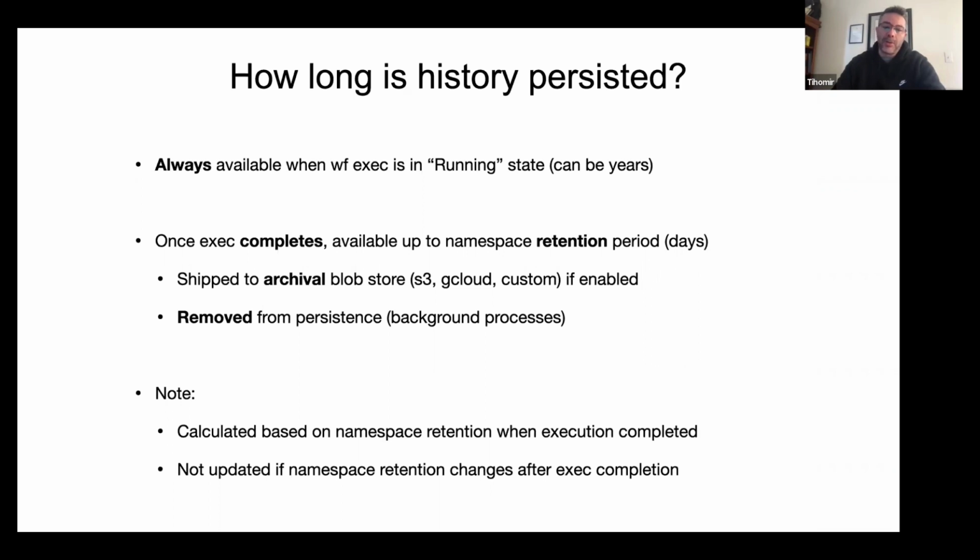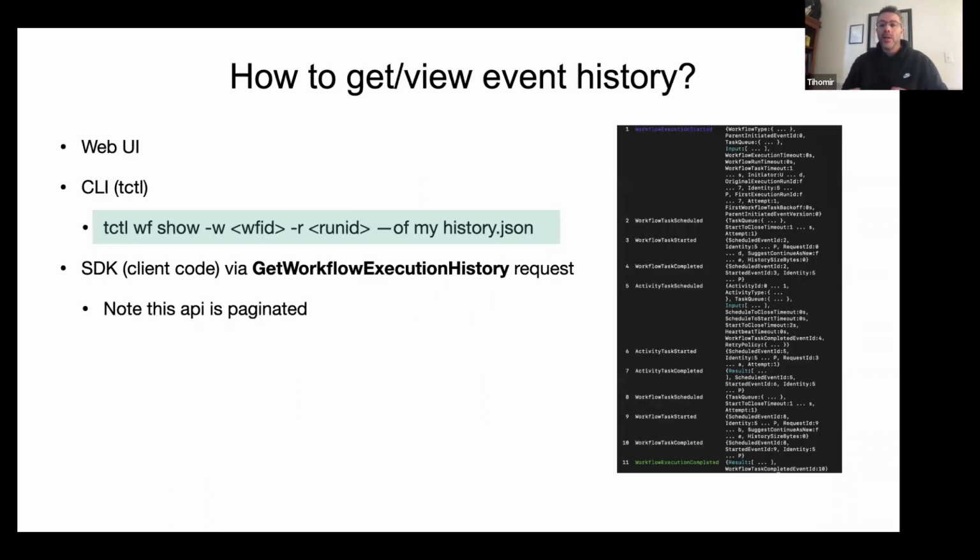Anyways, there are some notes down there that could be useful as well. So now, how do we get or view our event histories? Of course, we have the web UI, and we can use the CLI. Here's a command that I use a lot when we communicate with our community or users asking questions, that will get the event history for a workflow execution and push it into a JSON file locally that you can share or look at in your IDE. You can also get your event history for a workflow execution using SDK or client code via the get workflow execution history request.